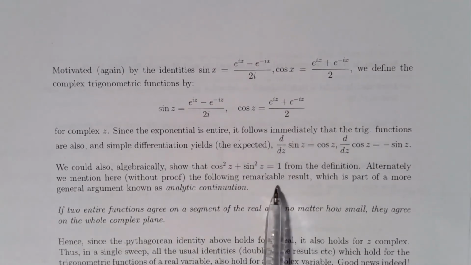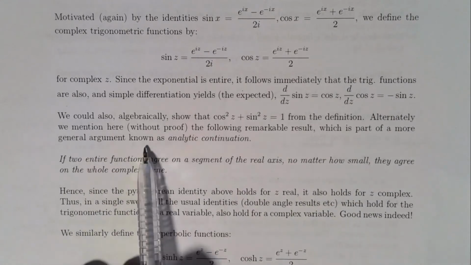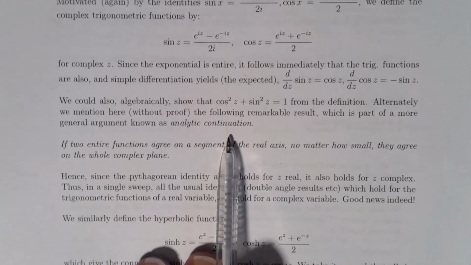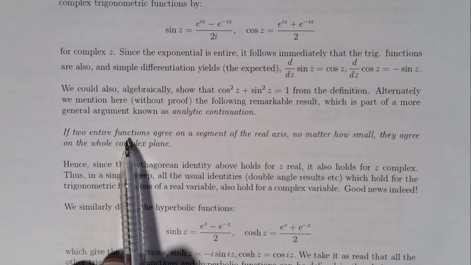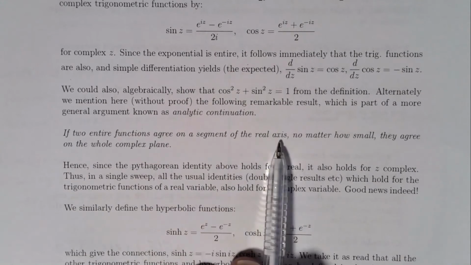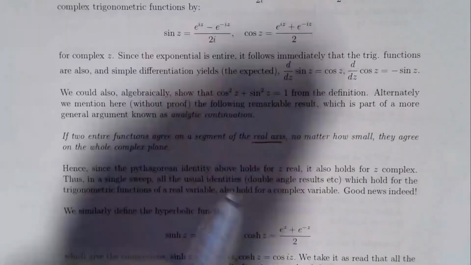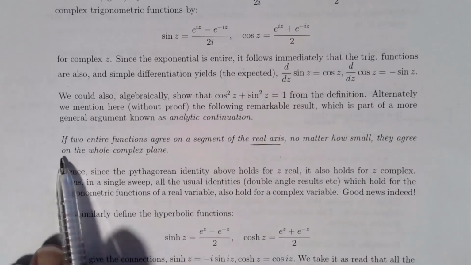But I want to mention here, without proof, the following very remarkable and very useful result, which is part of a more general argument known as analytic continuation. A very, very powerful tool. It says, and we can't prove it at this stage, that if two entire functions agree on a segment of the real axis, no matter how small that segment is, then they agree on the whole of the complex plane.